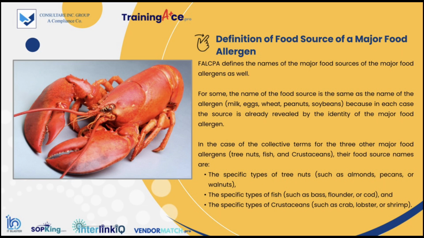In the case of the collective terms, for the 3 other major food allergens, such as tree nuts, fish, and crustaceans, their food source names are the specific types of tree nuts such as almonds, pecans, or walnuts, the specific types of fish such as bass, flounder, or cod, and specific types of crustaceans such as crab, lobsters, or shrimp.